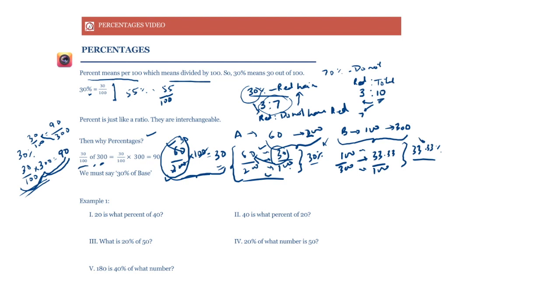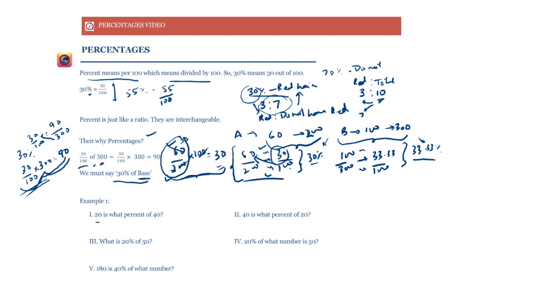We say 30% of the base. Your base is the actual value of the total. So just saying 30% doesn't make any sense. We say 30% of what? There has to be a quantity. There has to be a total for us to get the actual value. So we represent this as 30% of base. Now this will become a lot clearer once we go to examples.